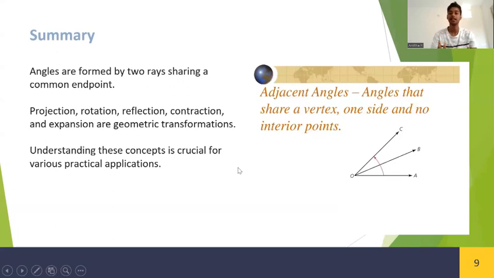So coming to the final summary. Angles are formed by two rays sharing a common endpoint. Projection, rotation, reflection, contraction, and expansion are the geometric transformations. As I said, contraction is the opposite of expansion, which we learned.